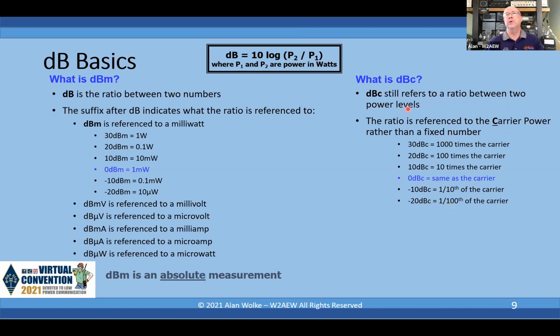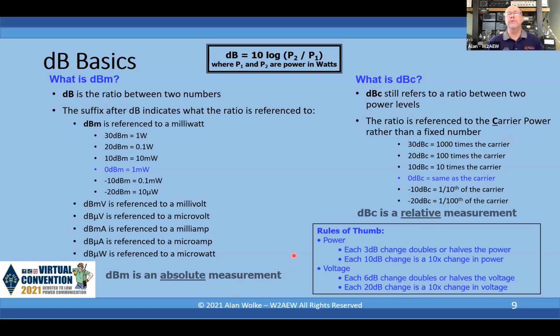So again, the c turns it into, it's still an absolute number, but it's an absolute number referenced to whatever the carrier power happens to be. So it's still a relative measurement, but it's a relative measurement that you can actually get a real power number on, an absolute number, if you want to, by knowing what the carrier power is.